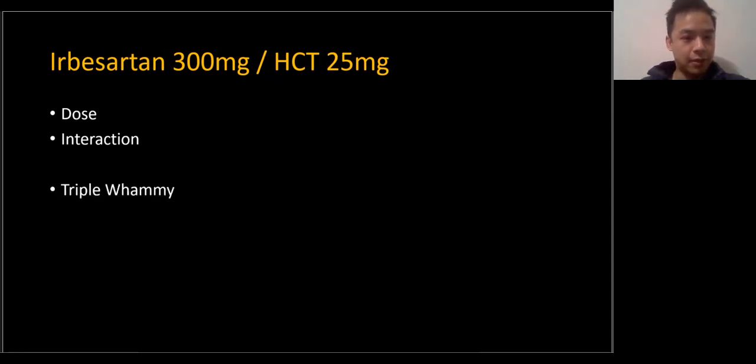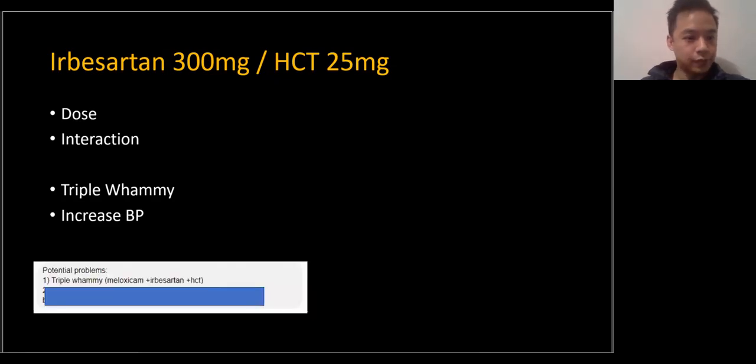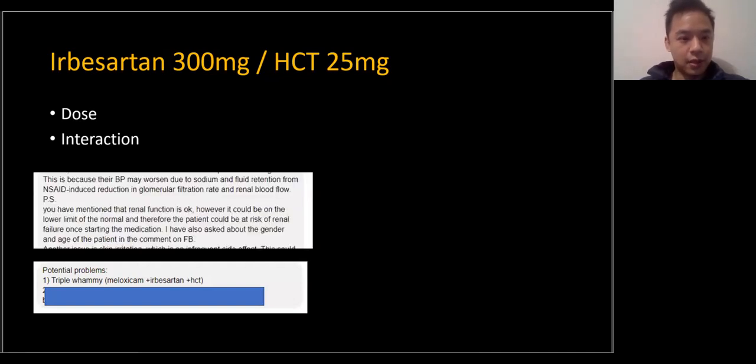Basically people are seeing the triple whammy pop up, and they're also seeing a potential increase in blood pressure. So here are the comments that people are saying. The triple whammy: you basically have meloxicam, irbesartan, and the diuretic, and the combination does that effect. Same deal, people are just mentioning the triple whammy. This one's going into a bit more detail, explaining it a bit, which is good. Really impressive comment. They're also querying their renal function, which is good.